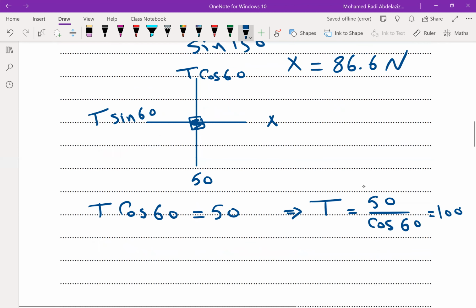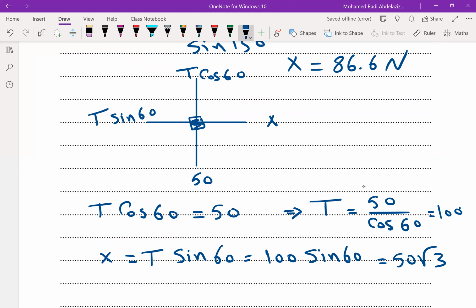Then x equals T sine 60. So T is 100 sine 60. 100 sine 60 is equal to 50 root 3. This is the exact value. So x is equal to 86.6 Newton. Same answer. That's it.